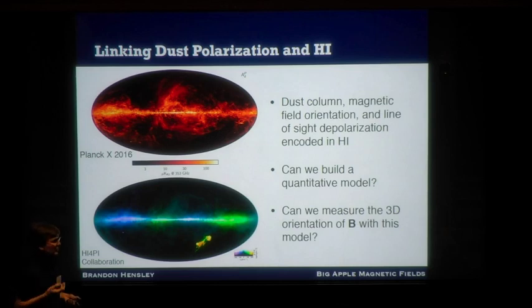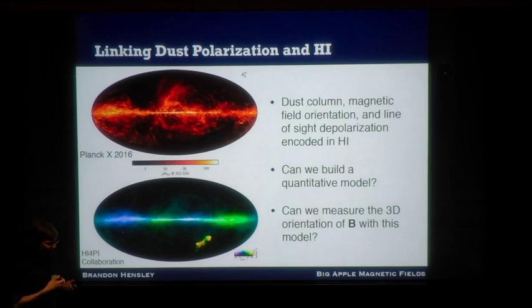For instance, and I'll talk about each of these in more detail, the H1 can tell us how much dust there is. In purely atomic gas, the H1 is an excellent predictor for how much dust you have. The dust to gas ratio in the diffuse interstellar medium is fairly constant.